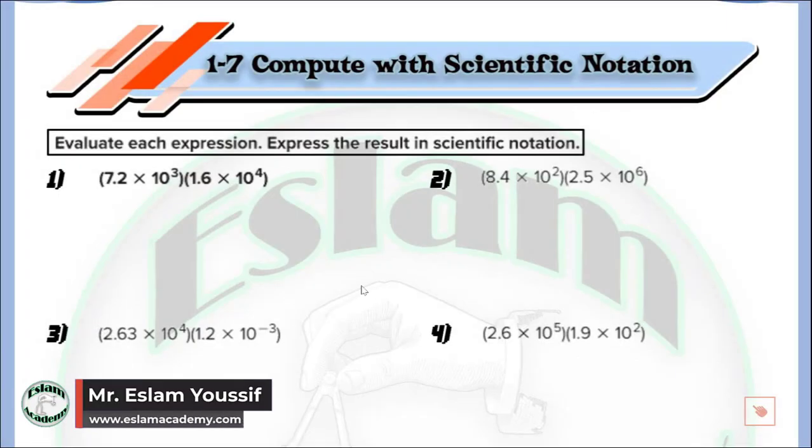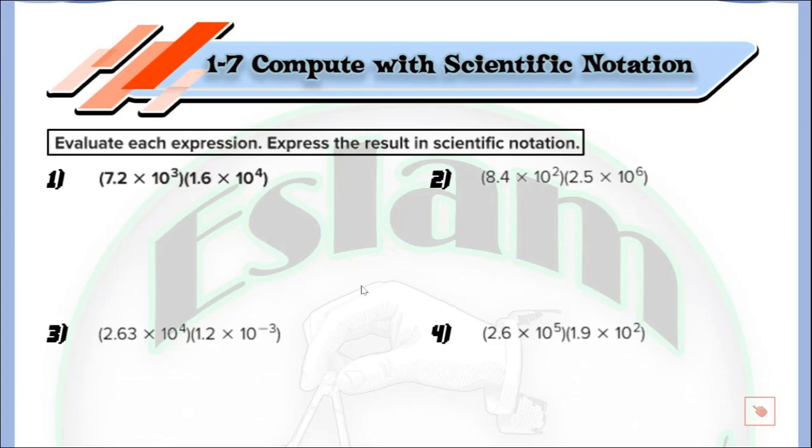In this video, we will talk about operations in scientific notation. How can we evaluate an expression with scientific notation? So in question number 1, we have 7.2 times 10 to the power 3 multiplied by 1.6 times 10 to the power 4.